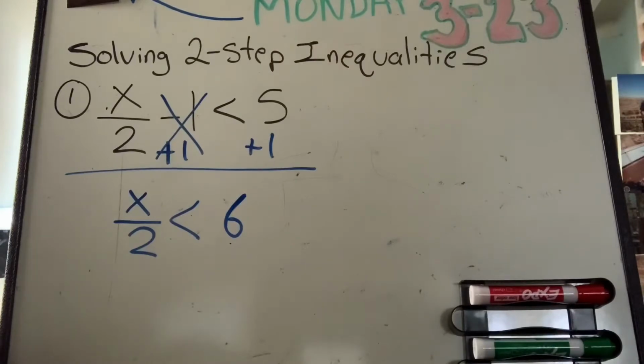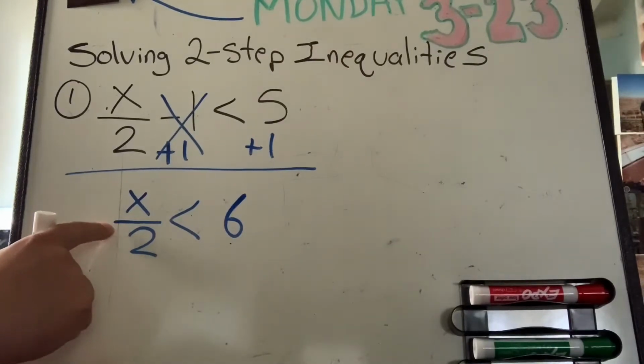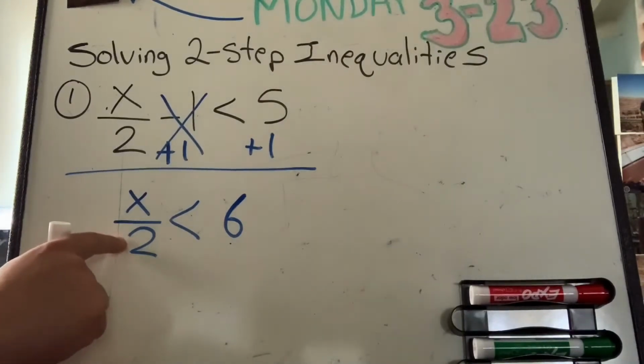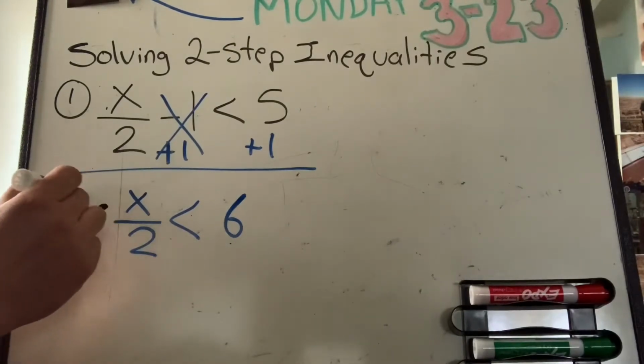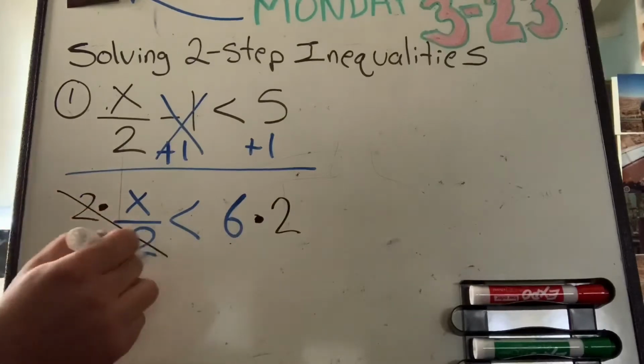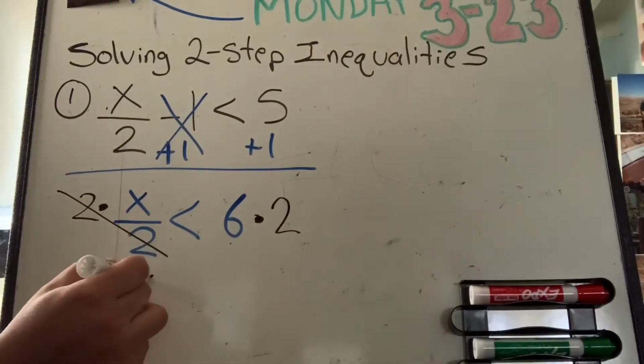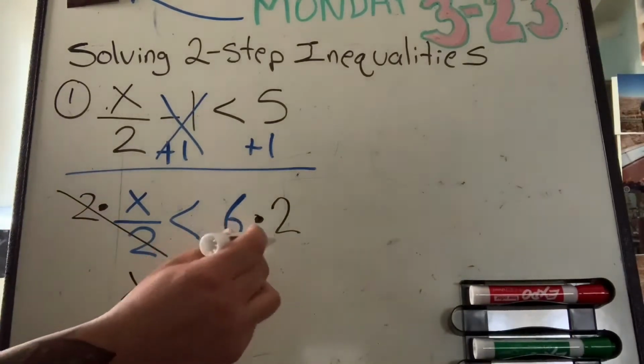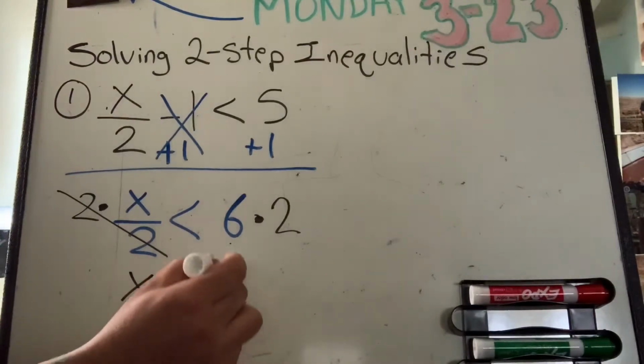Now do the opposite of division. Remember, this means division. So the opposite would be times 2 on both sides. Cross out the same numbers. So you have x is less than 6 times 2, 12.